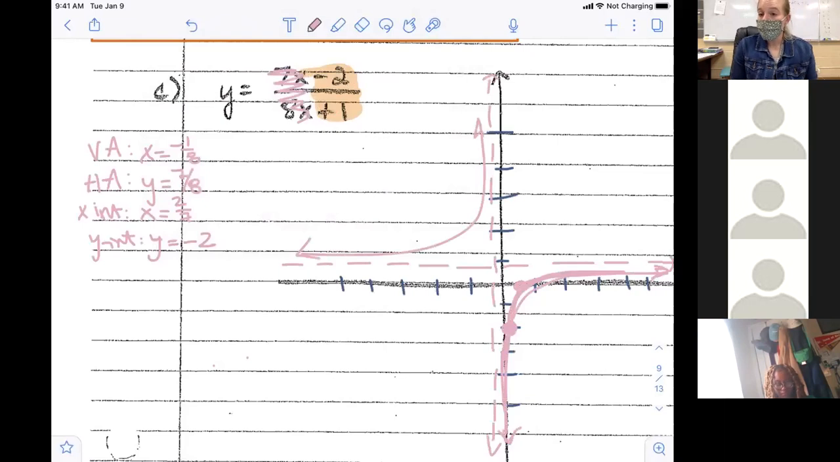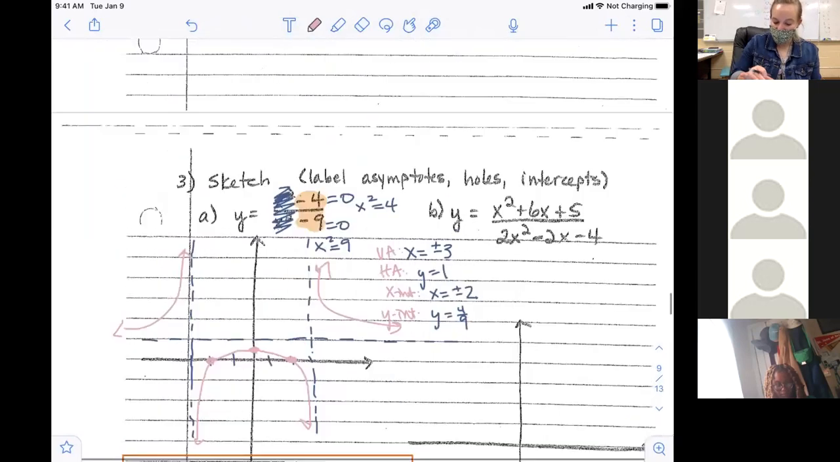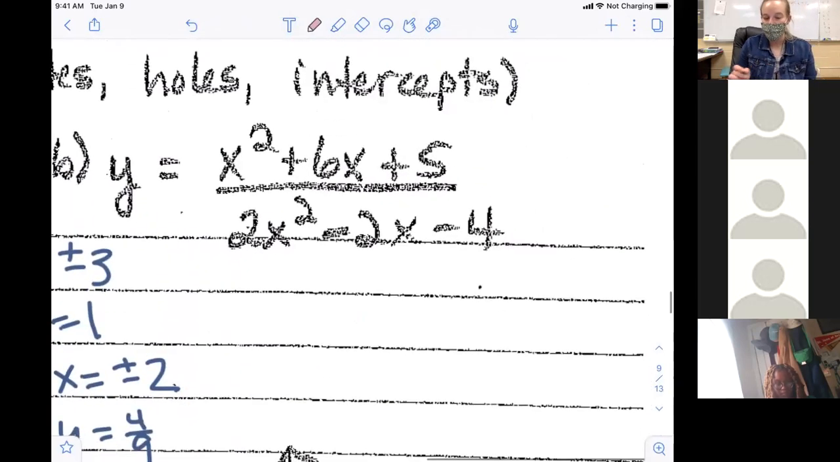All right, we've got one more, and we do have a special case on this one that we haven't had on the other two, and that comes right at the very beginning. The special thing here is that I can simplify, I can factor both on top and bottom and see if there's something that cancels out. So I'm going to do that. On top, I've got x plus 5 and x plus 1.